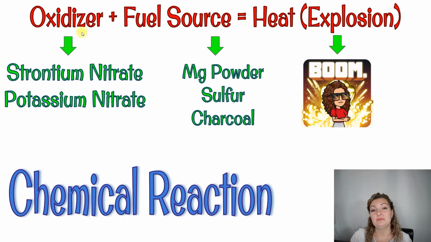Well, you're going to need some type of oxidizer. Now, there are lots of oxidizers out there. I'm just providing a few examples for you to see. Strontium nitrate or potassium nitrate are great examples. And then you're going to add a fuel source in order to have it burn, which is going to be either magnesium powder, sulfur, or charcoal. Like I said, these are just classic examples of what we use in fireworks, but there are many more options out there that you could use. And when you combine these and ignite them, you're going to end up with a lot of heat. In other words, the explosion of the firework itself.